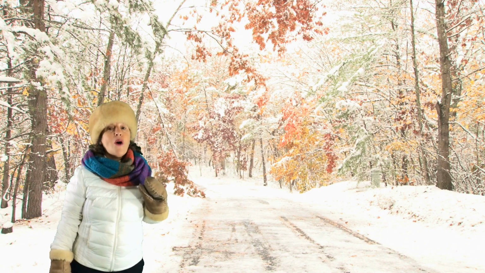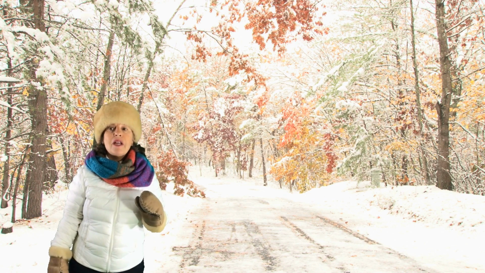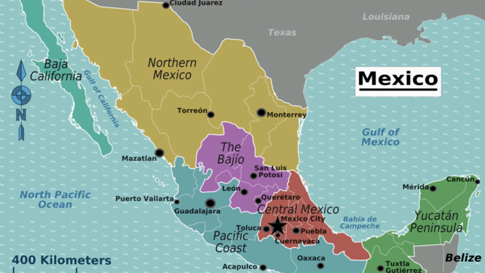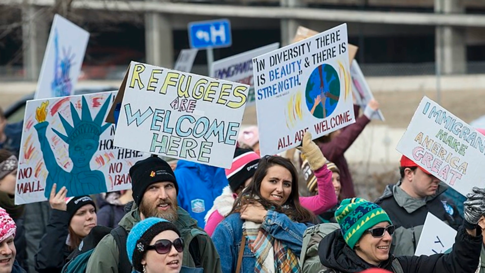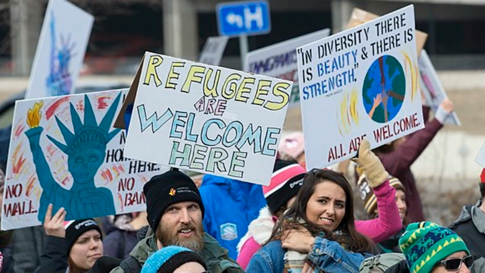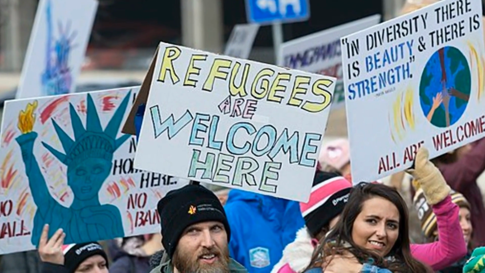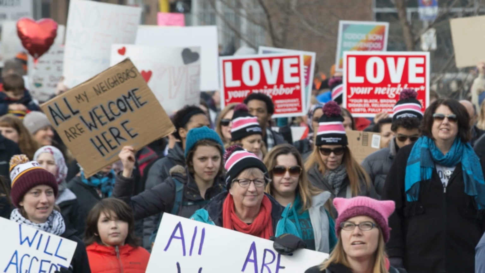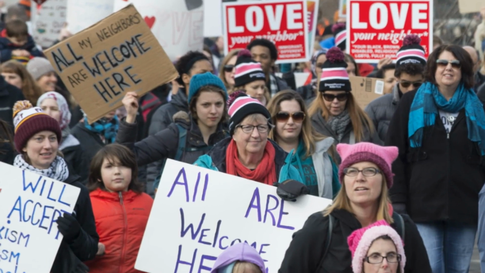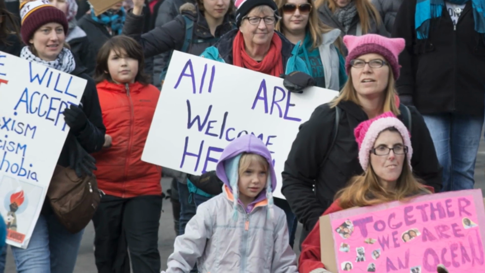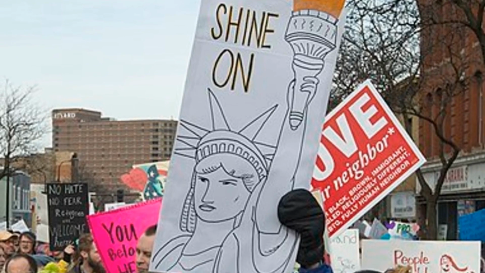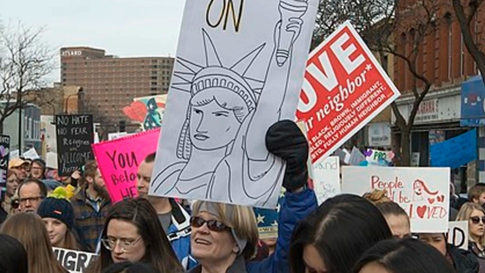Minnesota is also home to a large community of immigrants from Mexico, Ethiopia, and Sierra Leone. The success of the immigrant and refugee communities in Minnesota is a testament to the perseverance of the human spirit to overcome war, persecution, or violence and build a new foundation in a new place.